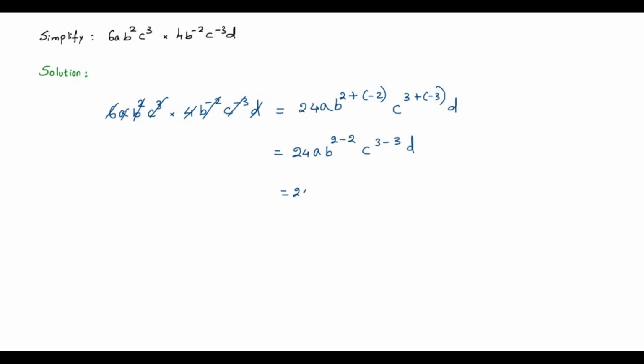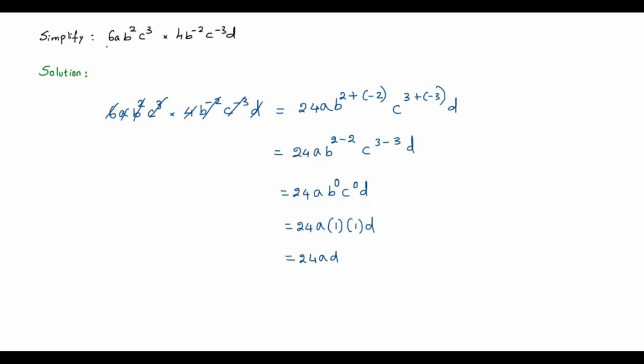So 24 times a times b to the power of 0, because 2 minus 2 is 0, and c to the power of 0 times d. Already we know that anything to the power 0 is equal to 1. So the value of b to the power of 0 is 1. The value of c to the power of 0 is also 1. So 24 times a times 1 is a. So we get a times d.